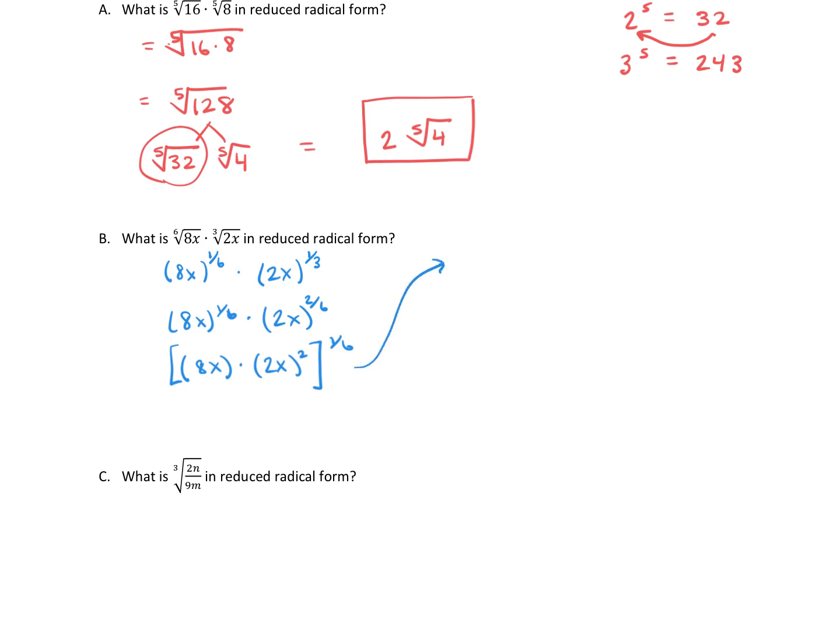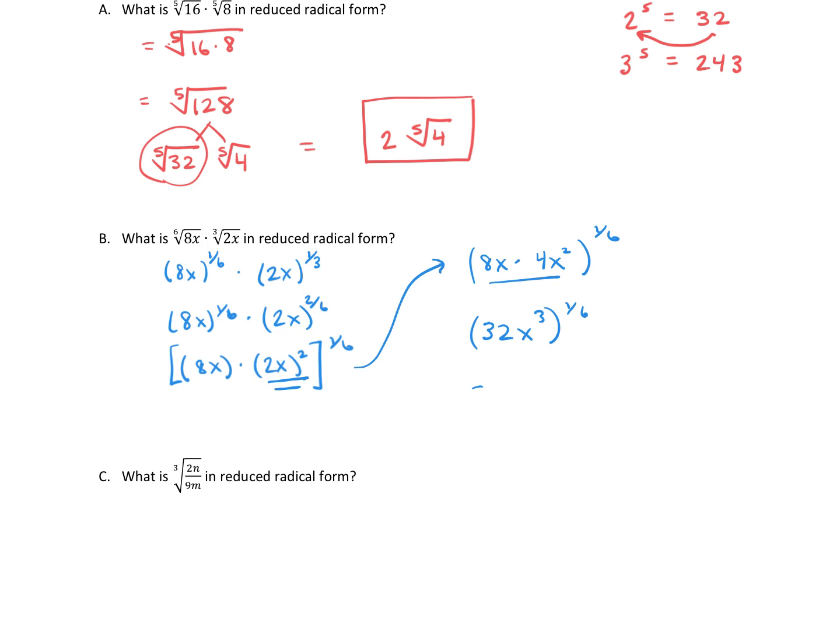All right, so let's go ahead and simplify. How about that 2x to the second power? We have 8x times 2x and then squared is a 4x squared. That whole thing is being raised to the 1/6 power. We can multiply those together. We have 32x to the third power raised to the 1/6 power.